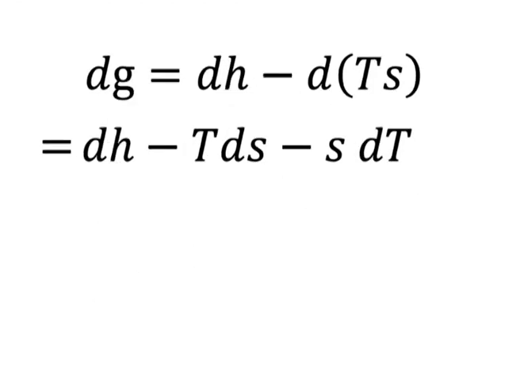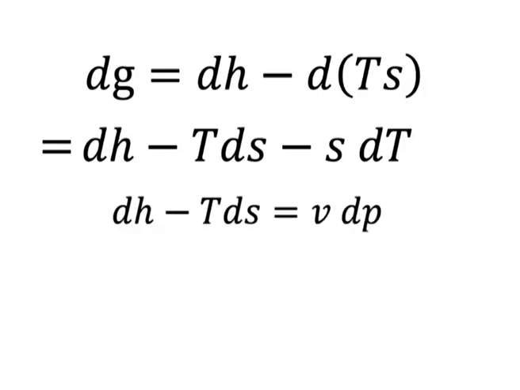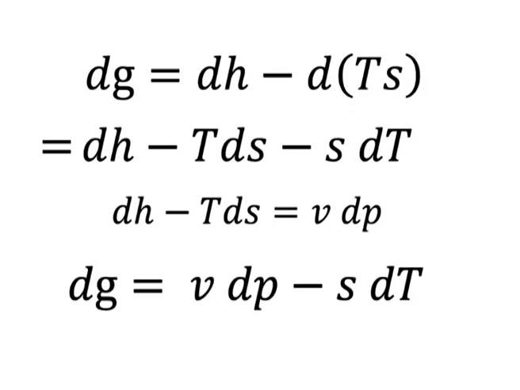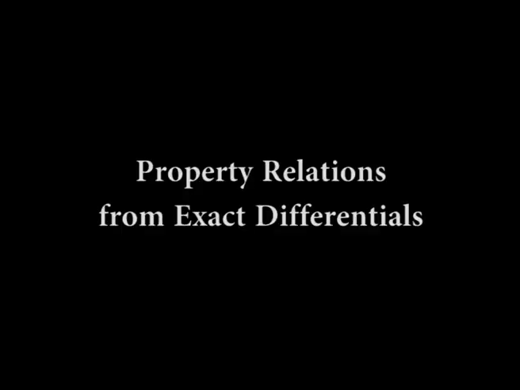Similarly, forming the differential dG, we get dG is equal to dH minus d(Ts) and is equal to dH minus TdS minus SdT. Substituting the value of dH minus TdS is equal to VdP from Gibbs equation, we get dG is equal to VdP minus SdT.